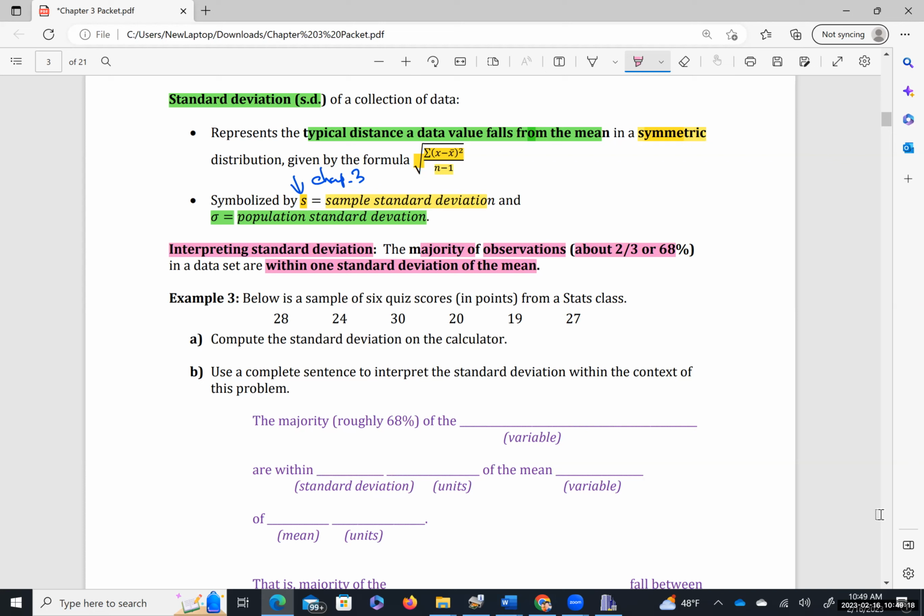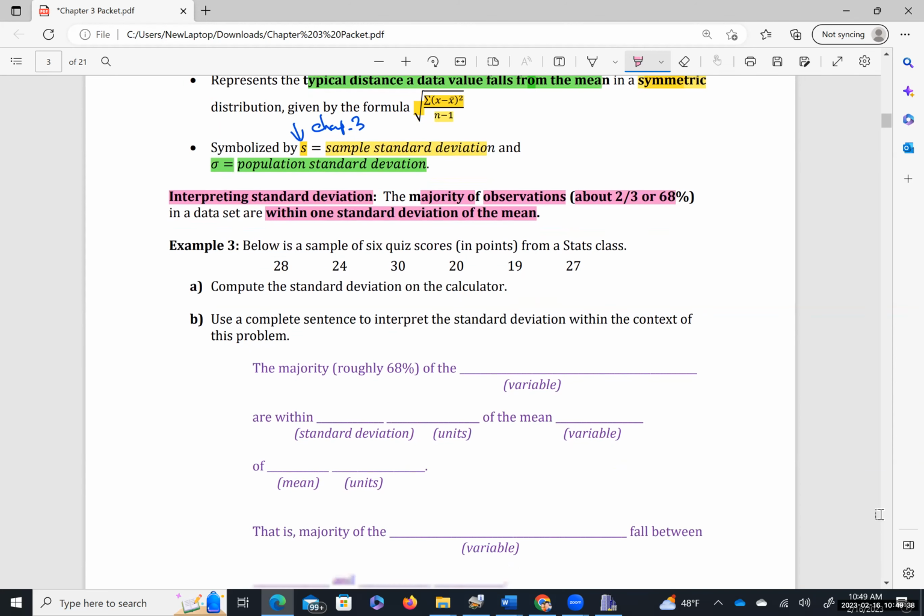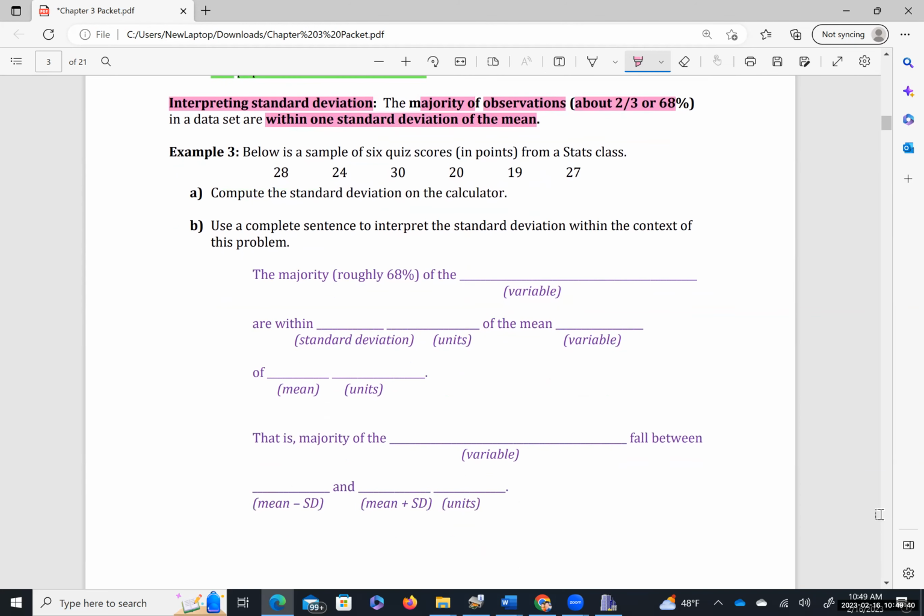But usually, in order to interpret the standard deviation, you want to just say the majority of the observations, about 68% in the data set, are within one standard deviation of the mean. So let's do an example and see how we handle the standard deviation and interpret it, right?